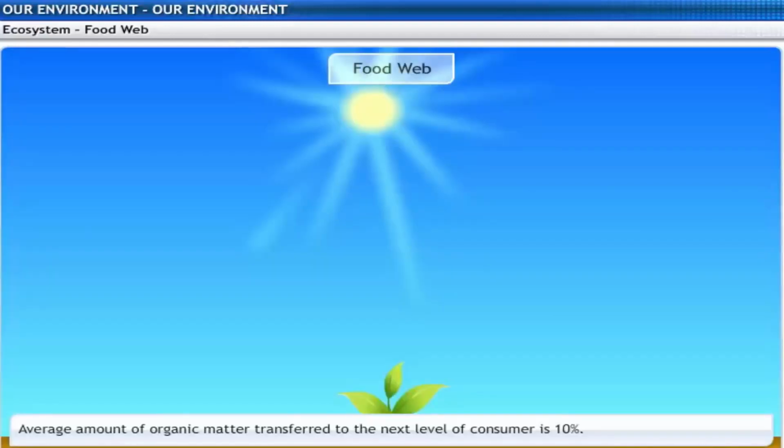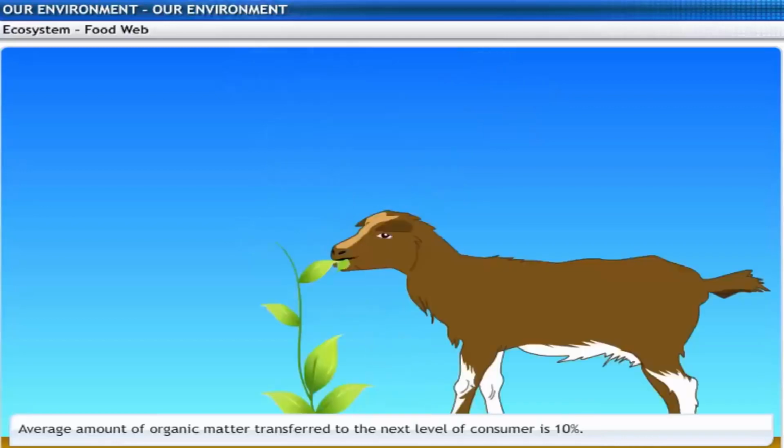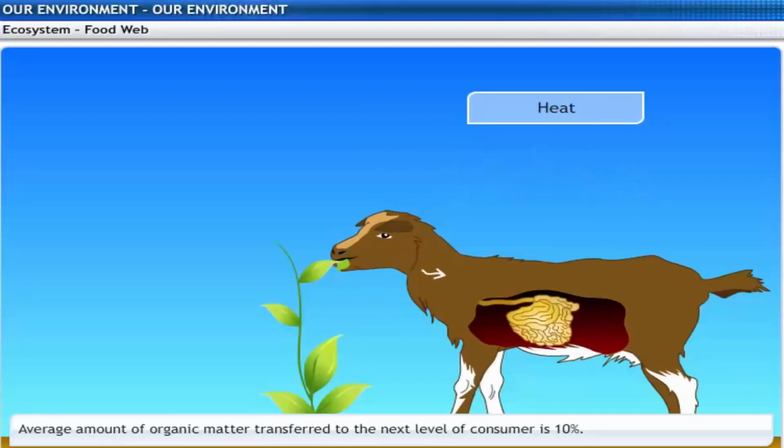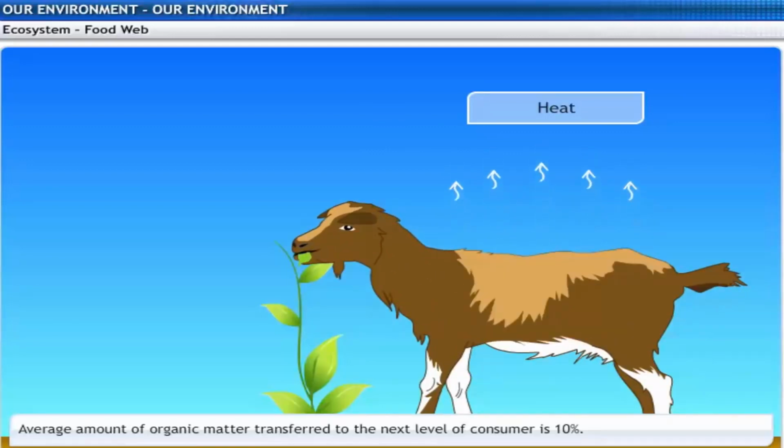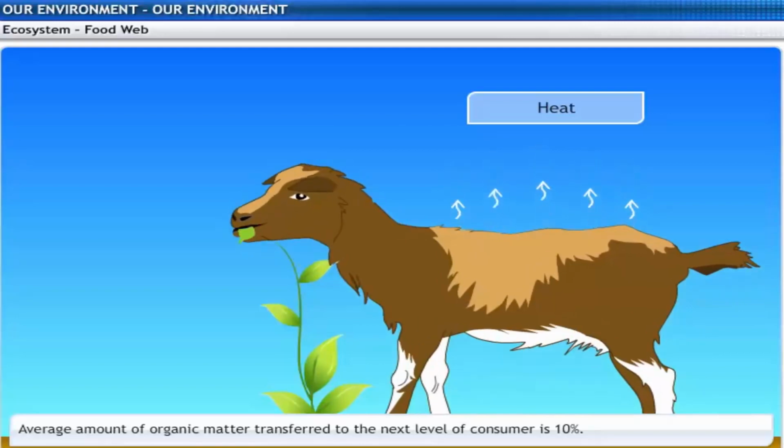The green plants in a terrestrial ecosystem capture about 1% of the energy of sunlight that falls on their leaves and convert it into food energy. When these green plants are eaten by primary consumers, a great deal of energy is lost as heat to the environment. Some amount goes into digestion and in work, and the rest goes towards growth and reproduction.